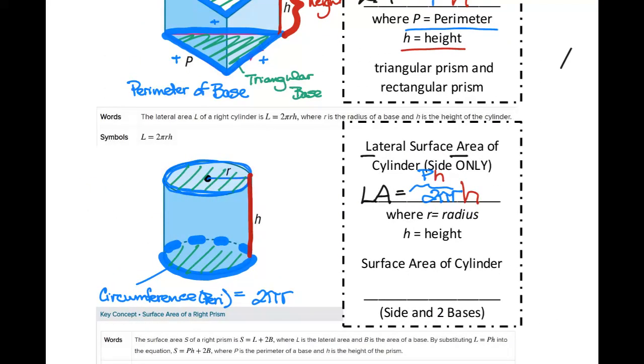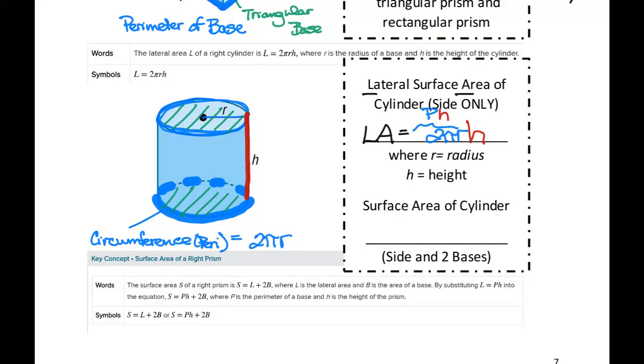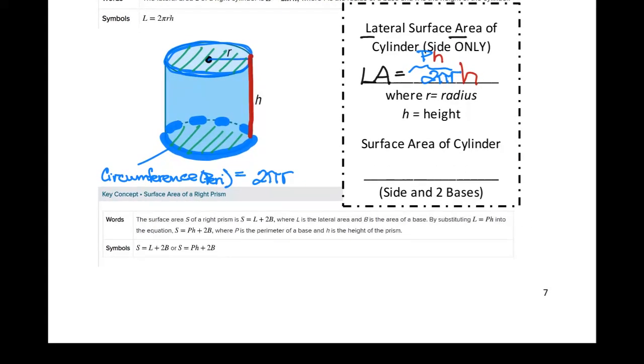Now, in both of these, that is only the lateral area, the side area. In order to get the whole surface area, that is your side and the two bases. So surface area is equal to the lateral area plus the area of your two circles. Because you have a top circle, that's a base, and a bottom circle, that is a base.